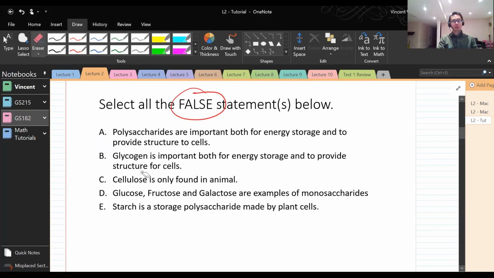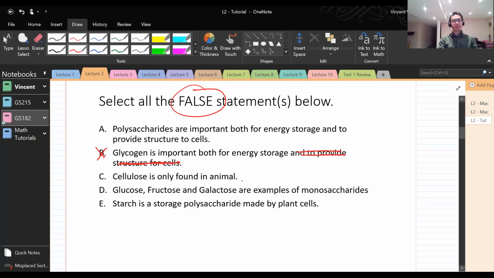So that is a true statement. We are looking for the false ones. Glycogen is important for both energy storage and providing structure for cells. That is not true. Glycogen is only for storage of energy, and does not provide structural support. Cellulose is only found in animals. Not true. It's actually found in plants, not animals, and not only in plants. You can also find it in things like fungus. But cellulose is found in plants, not animals. That's the part that's wrong.